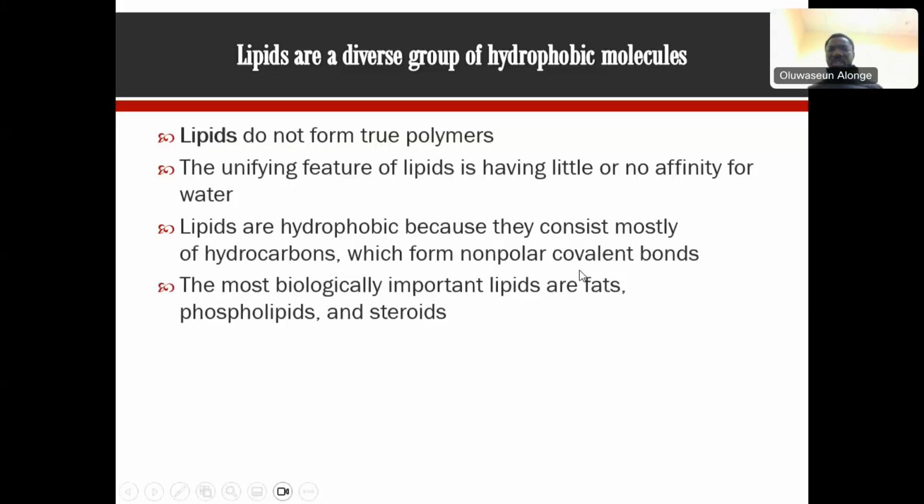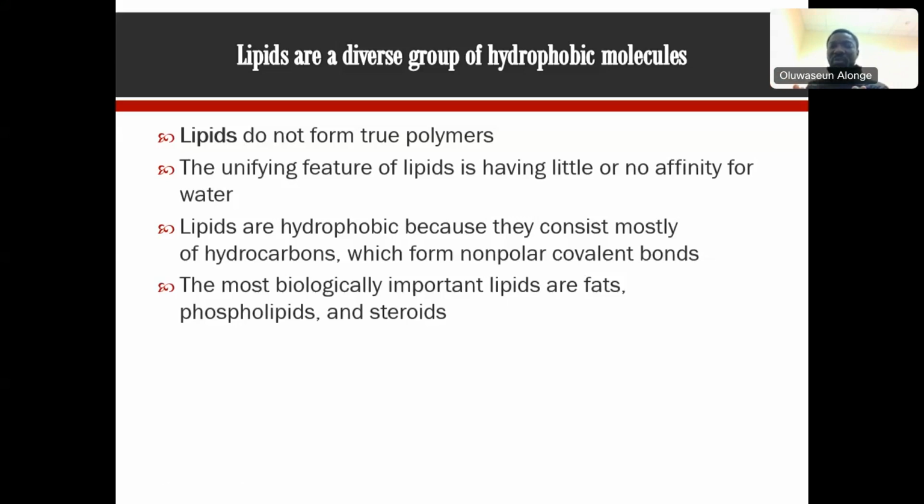All right, so this is lipids, and for lipids, we say they don't form true polymers. Now, don't be confused. It's a large molecule, but the reason we say they don't form true polymers is because they are made up of different fragments of elements and not that.